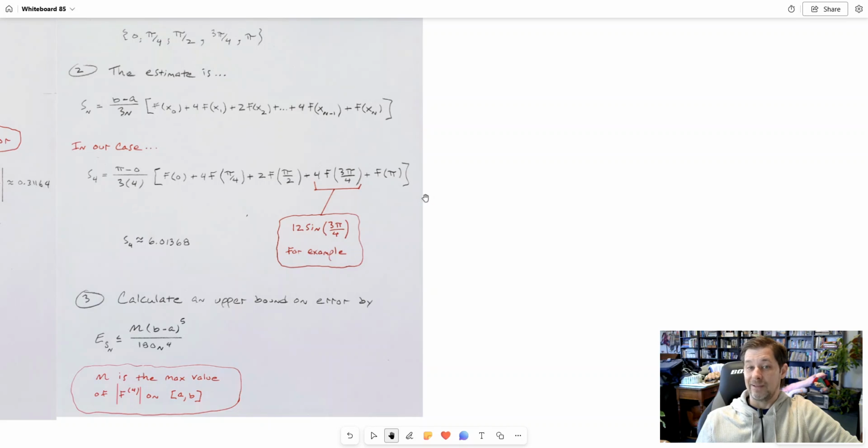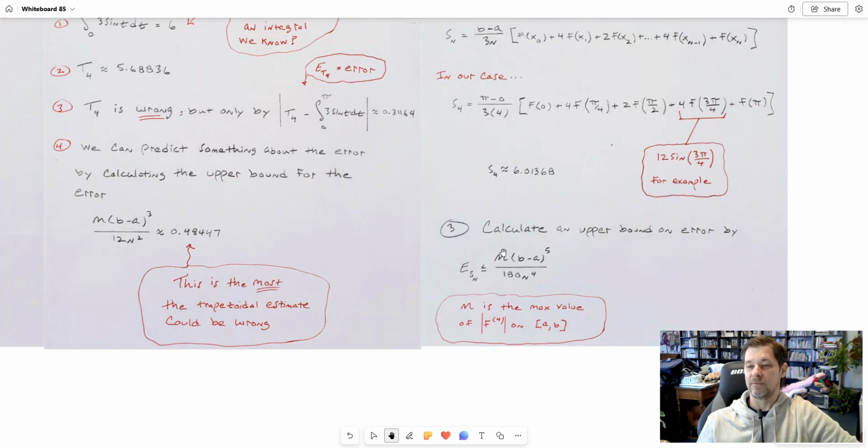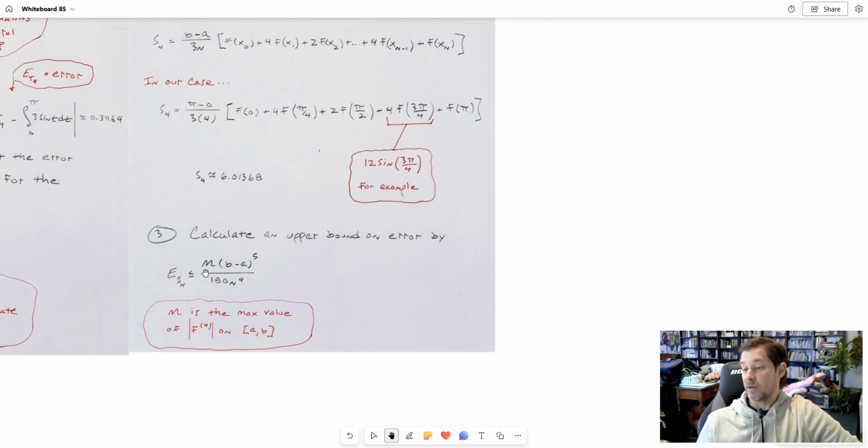This formula, slightly different. The other thing is this formula that calculates an upper bound on the error. So the Simpson's rule still gives us an estimate. There's still going to be error. We're still going to be wrong. And we can still predict something about the error by calculating its upper bound. Even this looks a lot like the trapezoidal formula. It still depends on this number m, slightly different in this case, the bounds of integration, and the number of subintervals. Okay, the difference is you see the exponents, some of the other numbers are different, and m this time is the maximum value of the 4th derivative's absolute value on the interval.